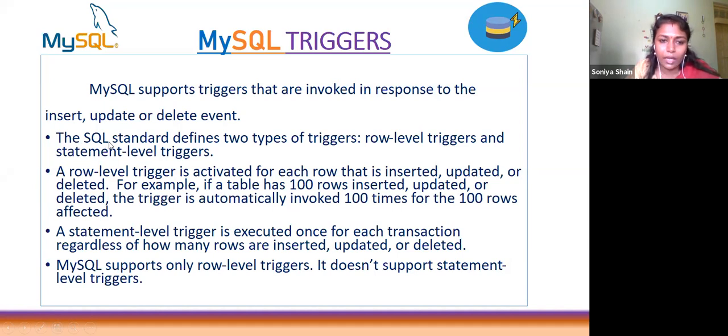The SQL standard defines two types of triggers, row level trigger and statement level trigger. A row level trigger is activated for each row that is inserted, updated or deleted. The operations can be insert, update, or delete. For example, if a table has 100 rows inserted, updated or deleted, the trigger is automatically invoked 100 times for the 100 rows affected.